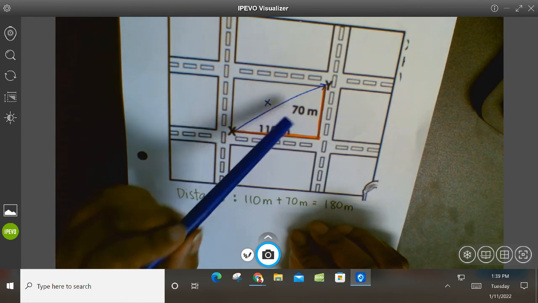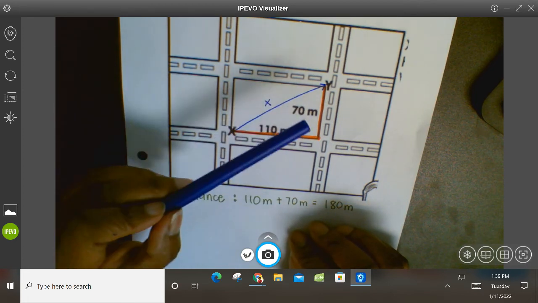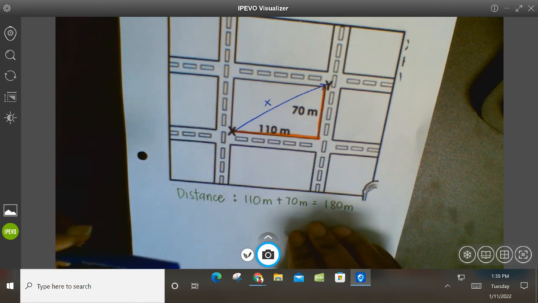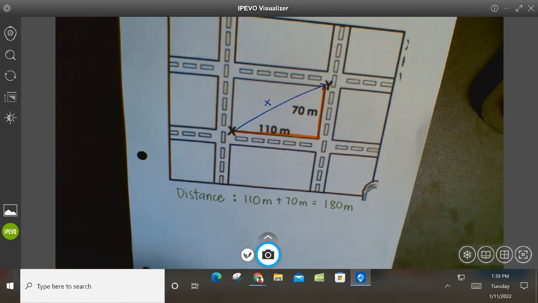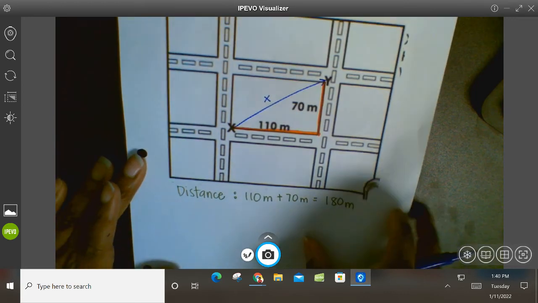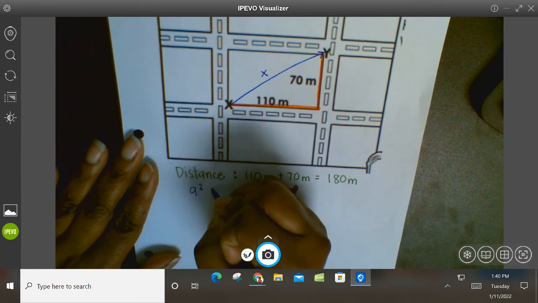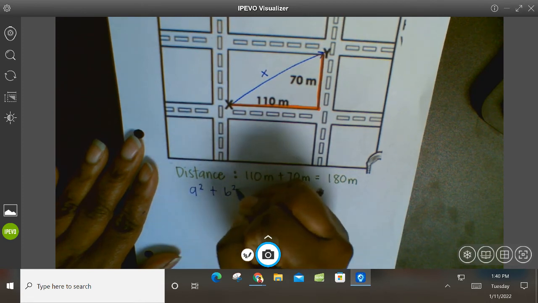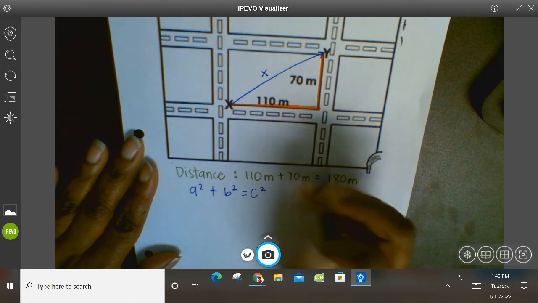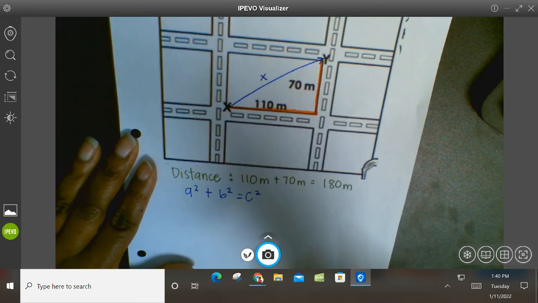I have a right triangle. How would I find this? If you said the Pythagorean theorem, well, you are correct. A squared plus b squared equals c squared, where c is the hypotenuse. It is our x, if you will.